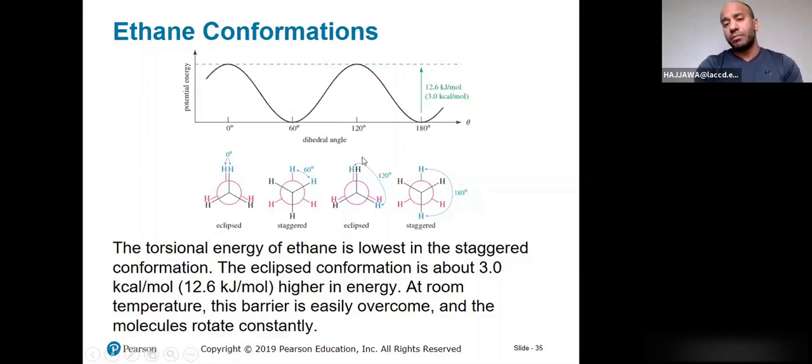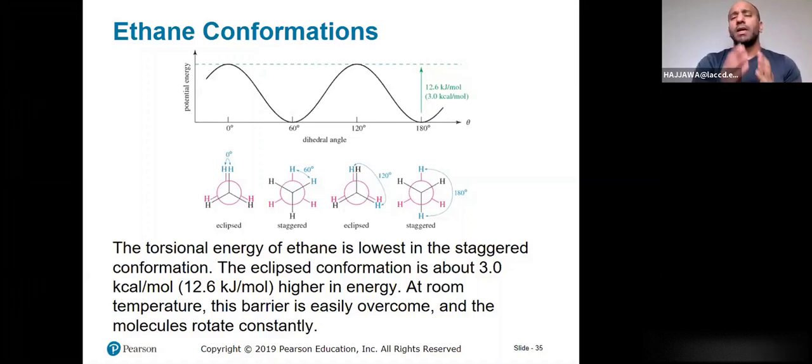The staggered, you're going to have more space between the 2 groups coming off of those 2 carbons. So the carbon in the front and the carbon in the back, the substituents or the atoms connected to them are not behind each other. They are further apart from each other. So there is some sort of 60-degree bond angle between those atoms or those groups.